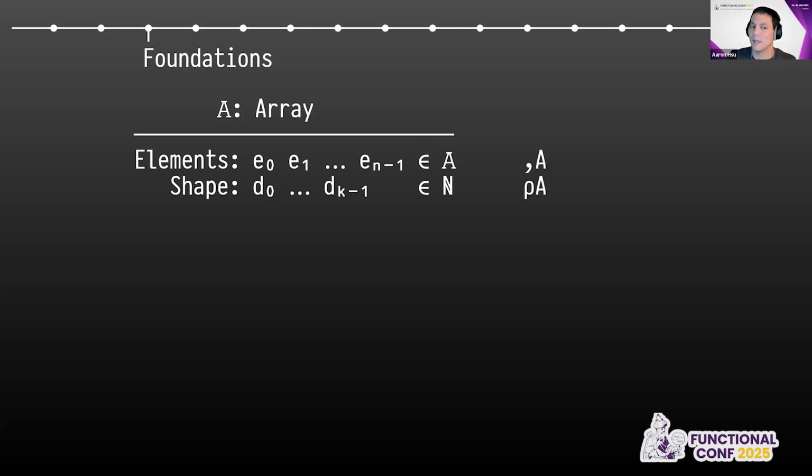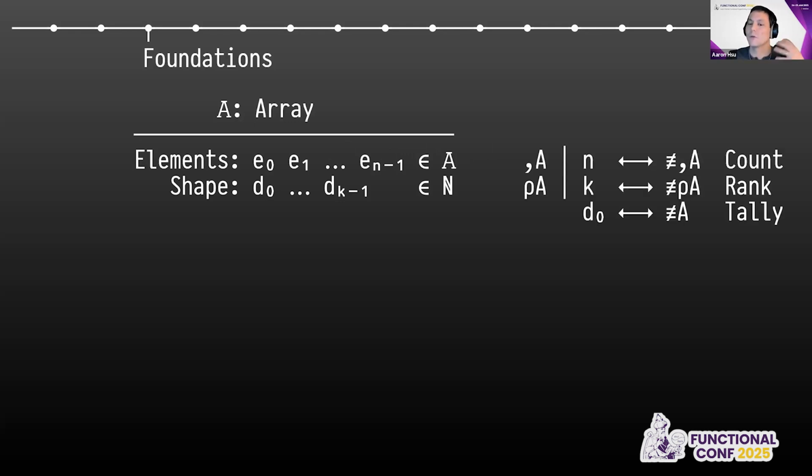We don't really care exactly how they're arranged right now, but they're arranged into various rectilinear shapes, so there are different dimensions. The total number of elements we call the count. The number of dimensions we call the rank. And the first dimension we tend to call the tally. We also, in the APL model, allow for nested arrays, so arrays can contain other arrays.